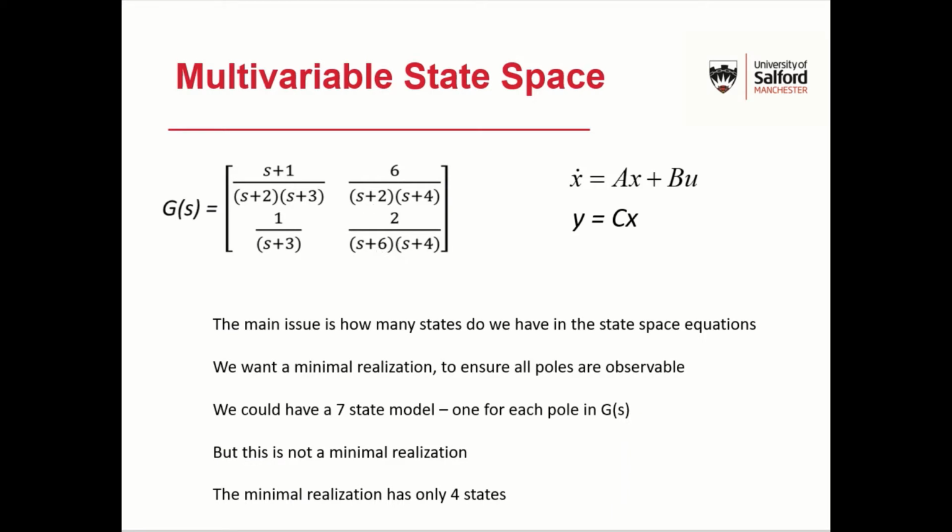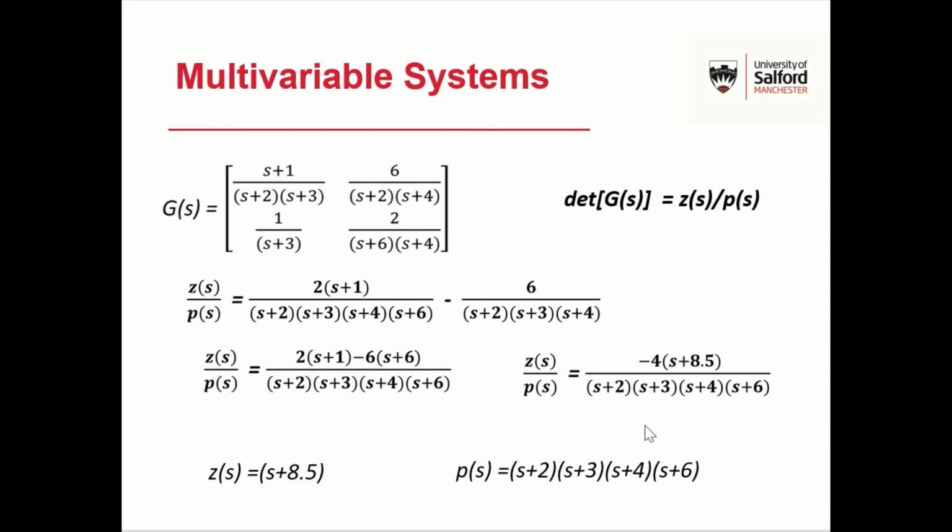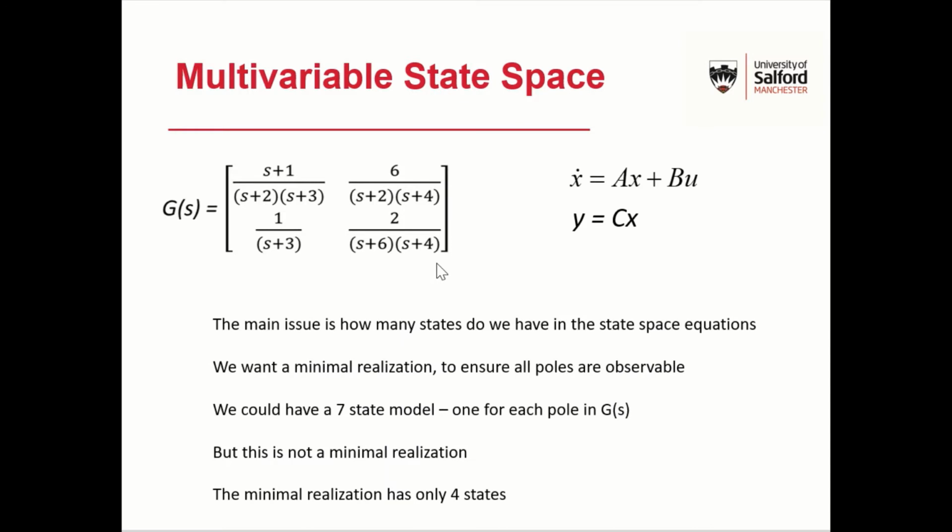But if we went back to our previous little analysis, we knew there are only actually four states in this. So we would have over-parameterized the system by three states. That means there'd be potentially three pole zero cancellations somewhere in our state space equations. The system wouldn't be controllable or observable. And if we used it for design purposes, it could lead us into tricky situations.